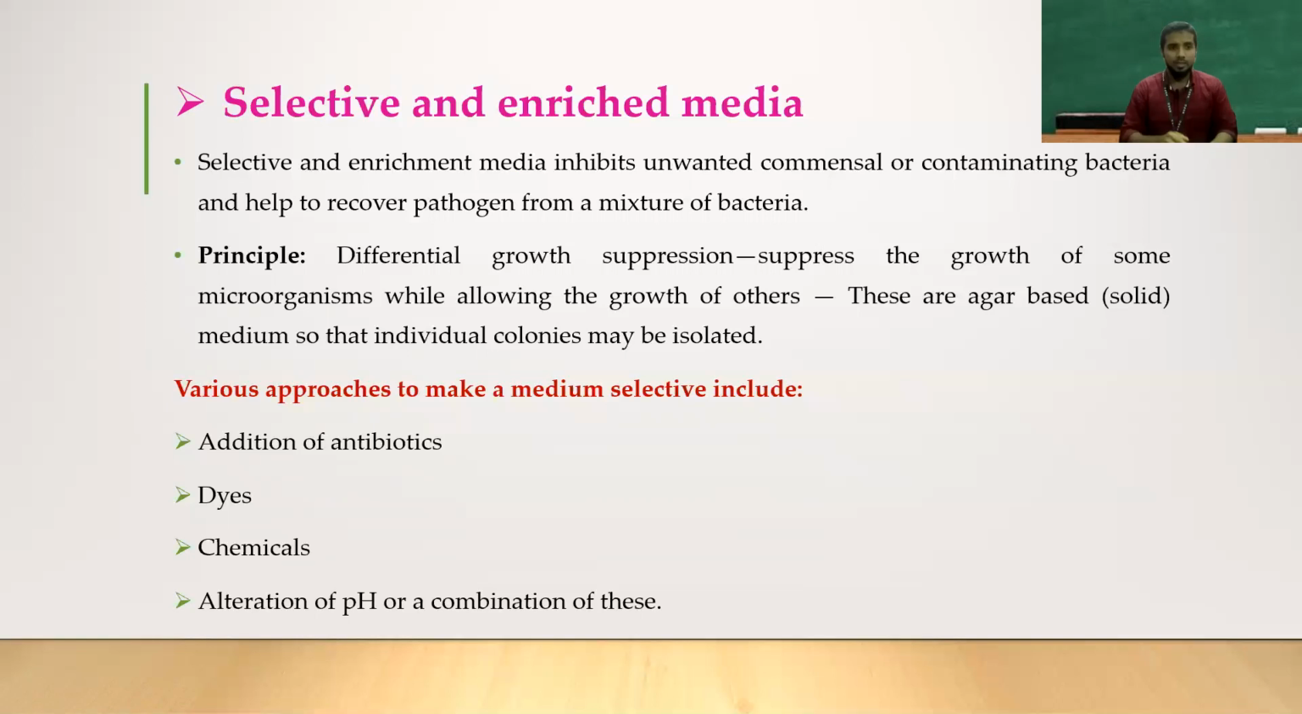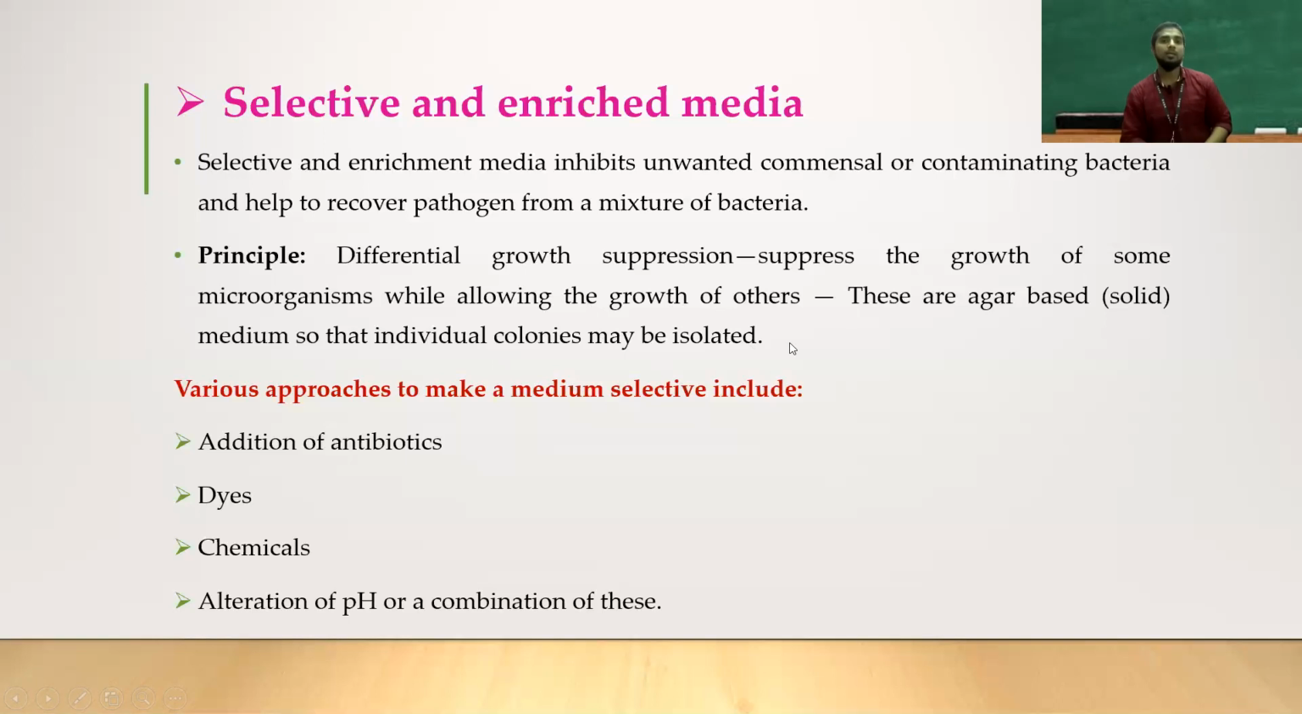Similarly, in this differential growth suppression, growth of other bacteria will be prevented, and it favors the growth of one type of bacteria. That we'll see now. Differential growth suppression suppresses the growth of some microorganisms while allowing the growth of others. These are agar-based solid media so that individual colonies may be isolated.